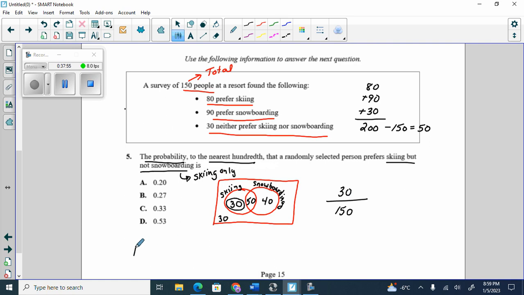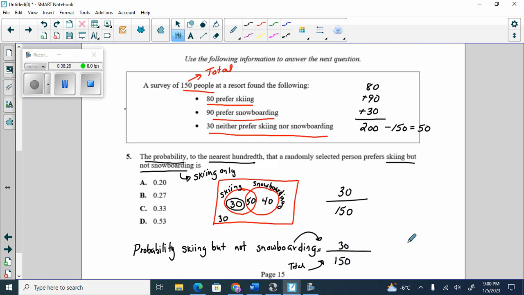Remember how you write these out? It would be probability, skiing, but not snowboarding. And when you do these, whatever gets written beside the word probability goes in the numerator, and then the total always goes in the denominator. That's how we get the 30 over 150. Now when we divide those out, we get 0.20.